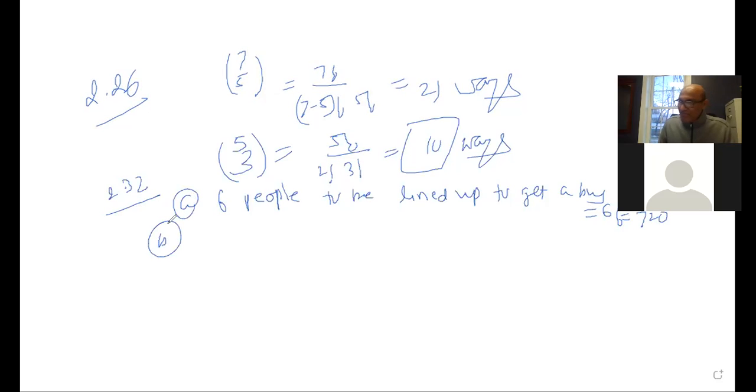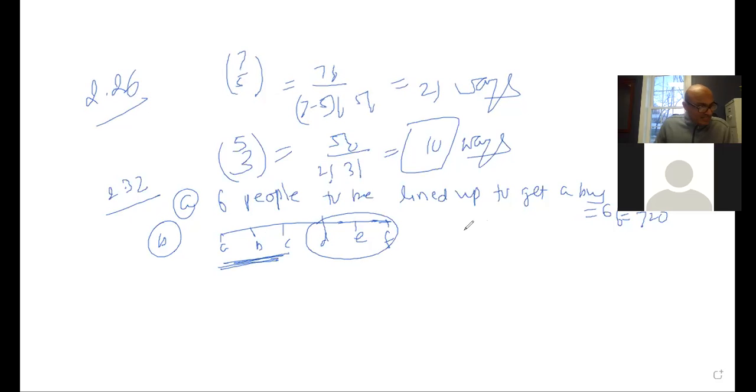Now my B part. My B part says that if 3 specific persons among 6, suppose you have 6 persons, A, B, C, D, E, and F. If 3 specific persons among 6 insist on following each other, how many ways are possible? Suppose A, B, C want to follow each other, but they don't want any one of the other three to come between them.